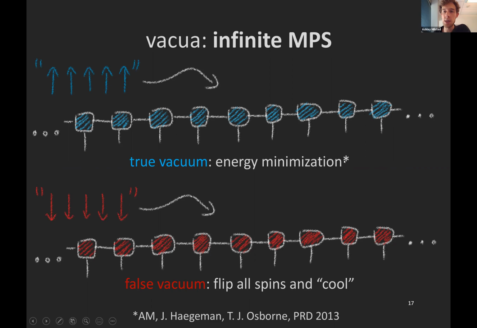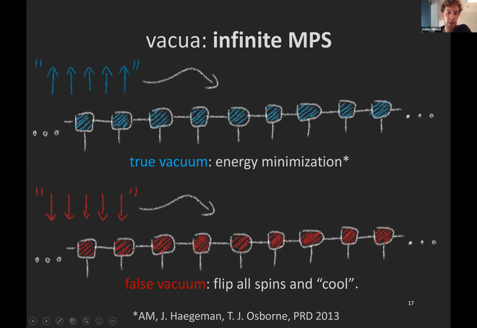It's a variational technique. And for the false vacuum, because we have this symmetry breaking potential, we simply first flip all the spins from the true vacuum. That's essentially a free operation on the matrix product state. And then we do a further energy minimization and cool the state down to a false vacuum approximate eigenstate.